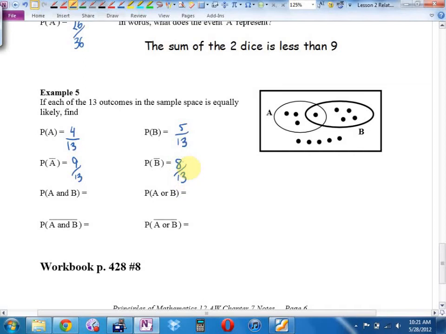Nice. How many are A and B at the same time? Ragjit, what's the overlap? How many are A and B at the same time? What's the overlap? Right there. See it? 1.